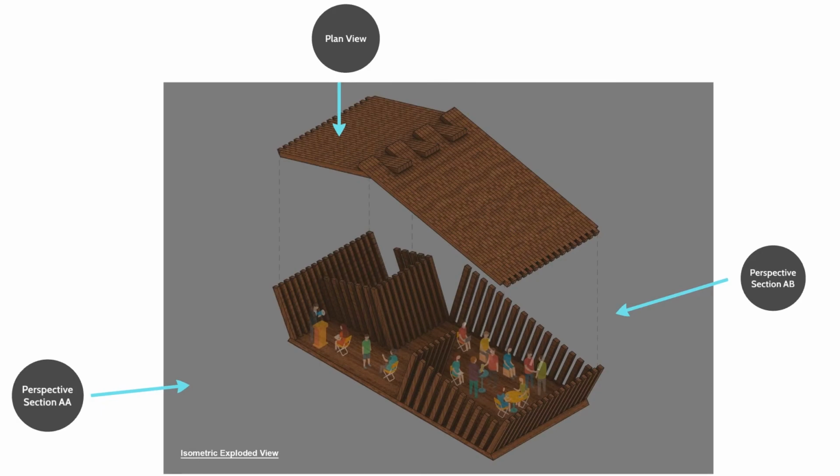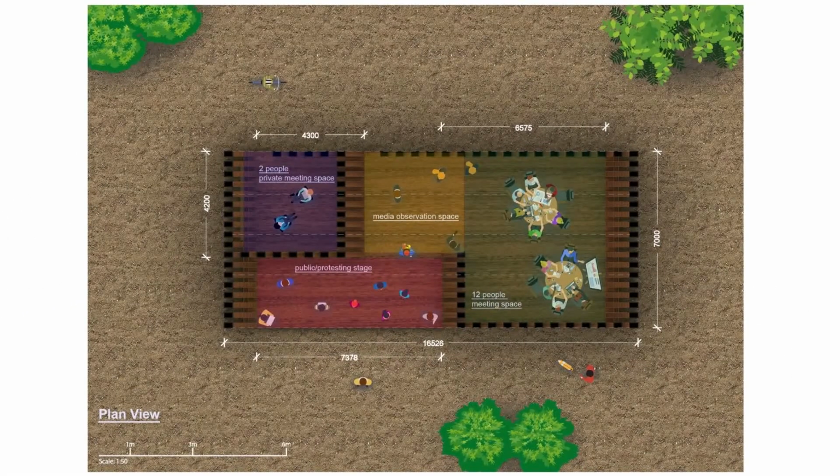We start from the plan view. The message is sent not only through the way it is built, but also how spaces are created in between. The two meeting spaces are almost identical, but different in sizes, representing the similarity in how we use habitats. However, the connections between the 12-people meeting space and the veranda for the public and protesting stage show how we intentionally extend and invade other habitats.